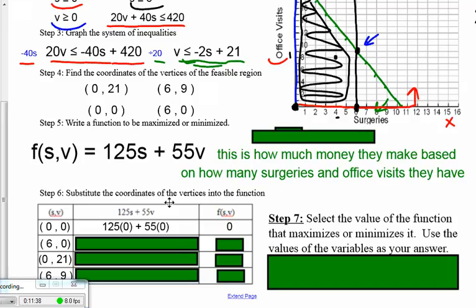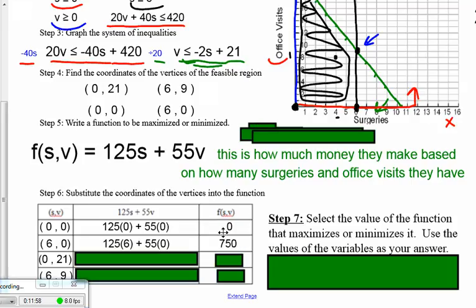we'd be making $0 that day. On the next one, if I do 6 surgeries and 0 office visits, I would plug that into my function, and it would say 125 times 6 plus 55 times 0. When I calculate that out, I would have $750 from that day. It looks like that came all from surgeries. I didn't visit with anybody. There were no checkups. It was just the surgeries, and so we got $750 just from doing those 6 surgeries.